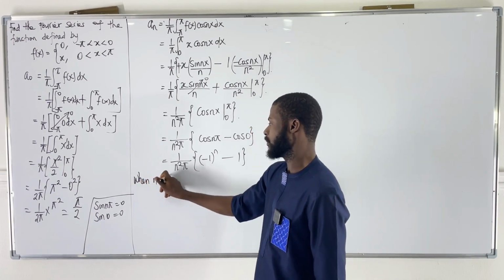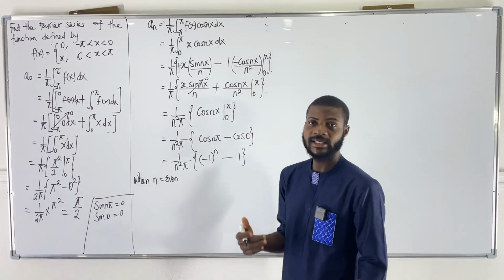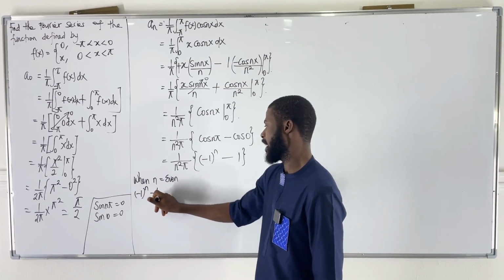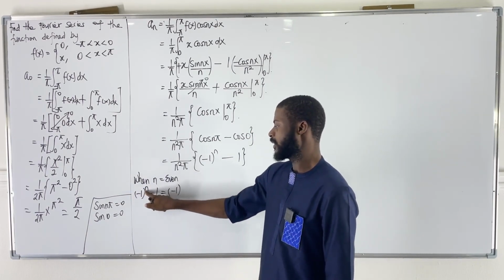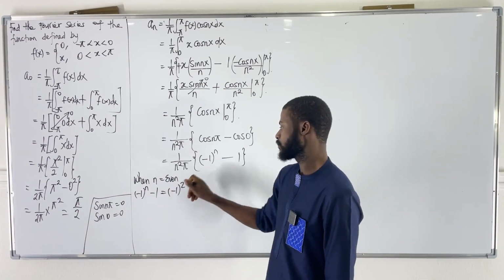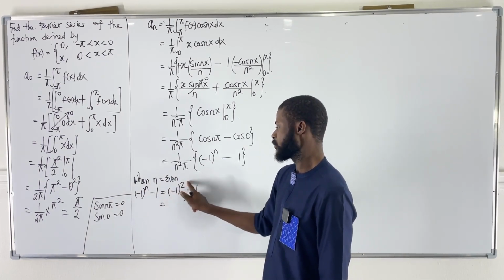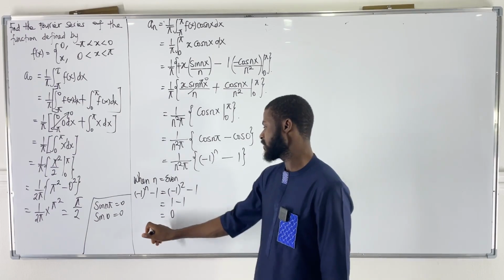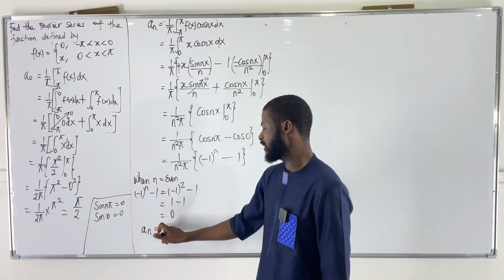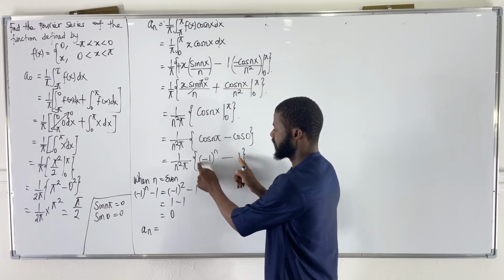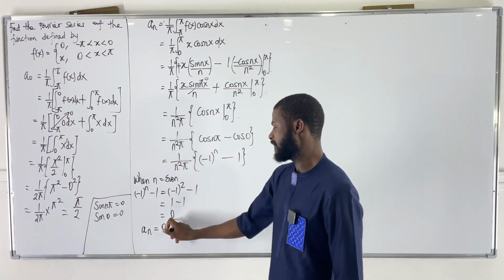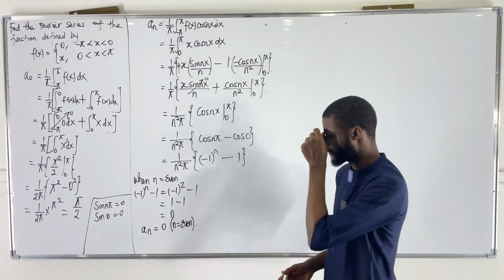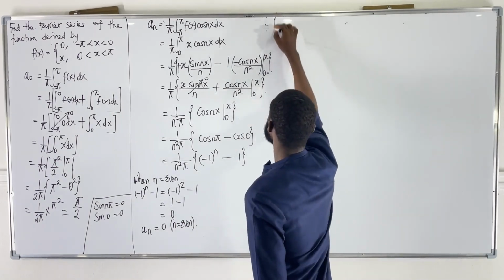Let's see what's going to happen when n is even. So the bracket is minus 1 to the power of n, minus 1. Let us pick an even number, let's say 2. Minus 1 squared is 1, and then you have minus 1. So that's 0. This tells me that my a sub n will definitely be 0, because if this bracket is 0, 0 times this will still give me 0. So whenever n is even, I'm going to be having 0 as my answer.